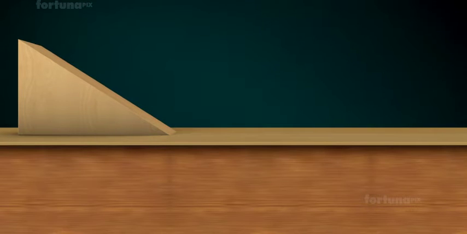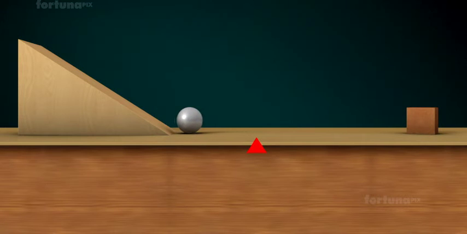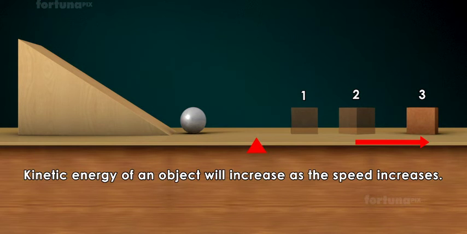Now let's increase the inclination of the plane and return the wooden block to its original position. Place the ball at the top of the incline, letting it roll freely downhill. The ball will hit the wooden block with even greater force, pushing it much farther. Again, note the new position of the wooden block, which was pushed much farther because of the ball's increased speed. This helps us see that the kinetic energy of an object will increase as the speed increases.